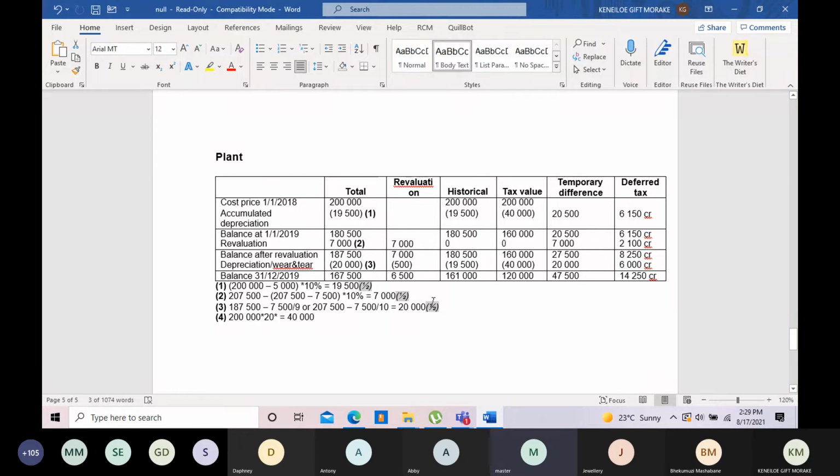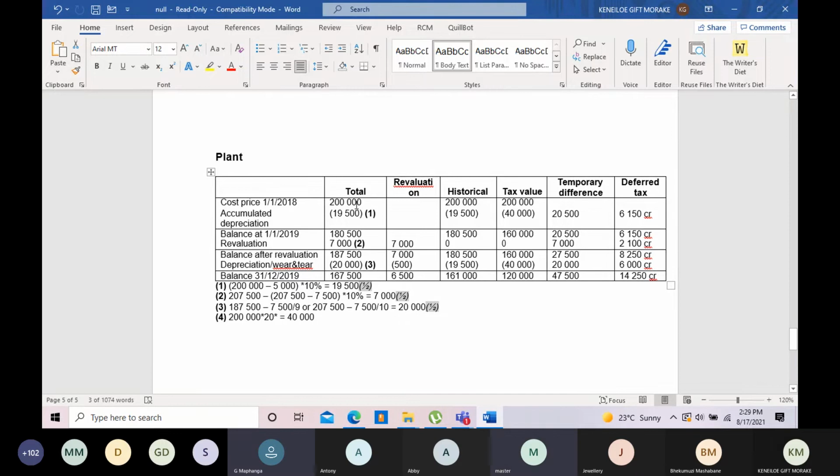Yeah, so let's carry on with this now. Under historical, you need to take this information. It is under totals, 200,000 and 19,500. Record it here under historical.